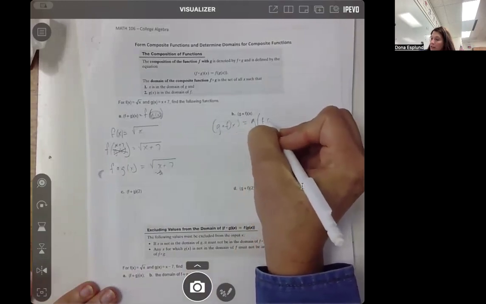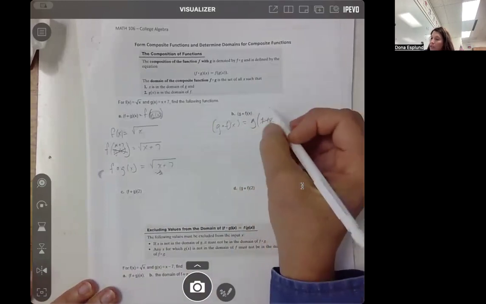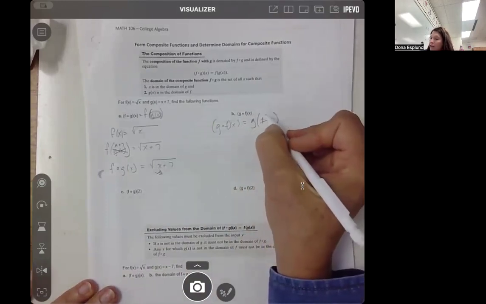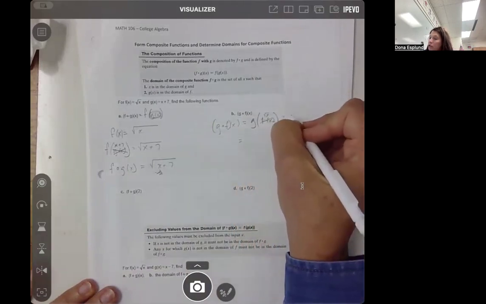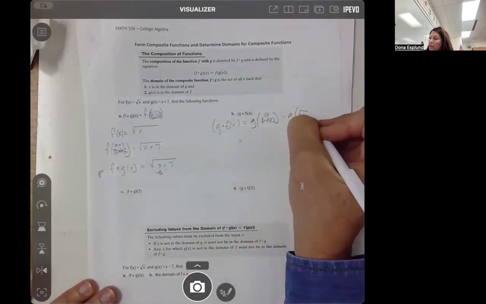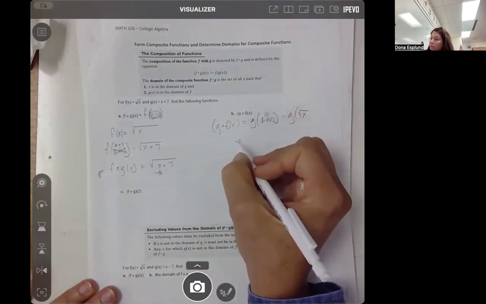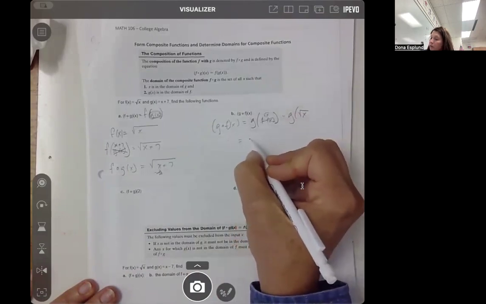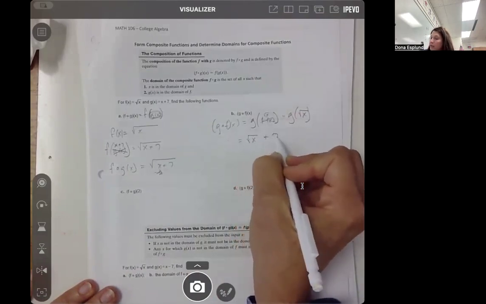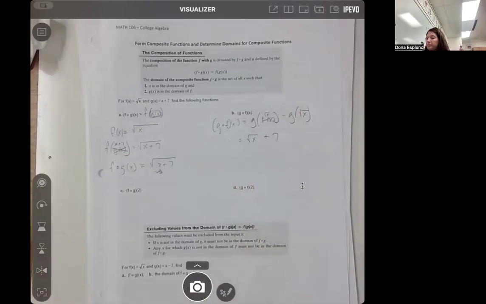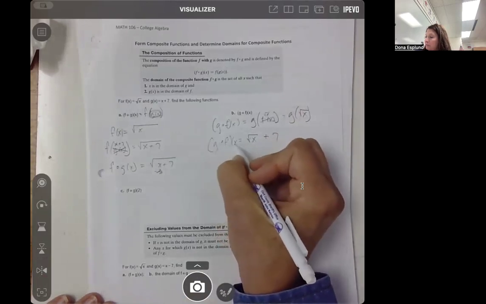All right, so on this one, if I go g of f of x, that means inside of g of x, I'm going to now put f of x, and f of x was the square root of x. So really what I'm wanting is g of the square root of x. So if g of x equals x plus 7, that means I'm going to replace that x with the square root of x, so the square root of x plus 7 is g of f of x.